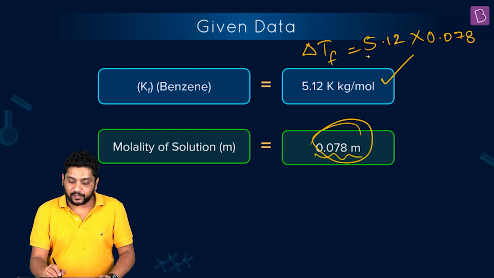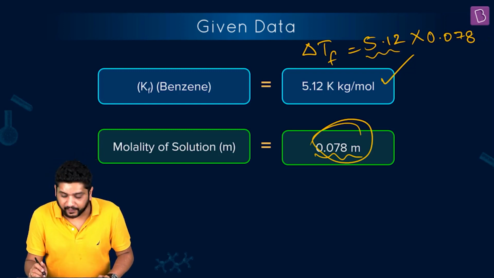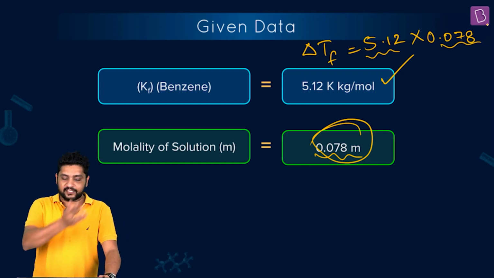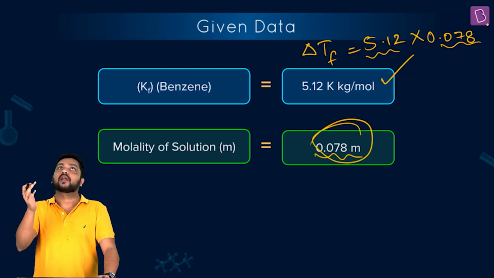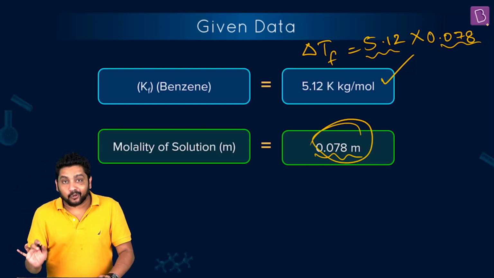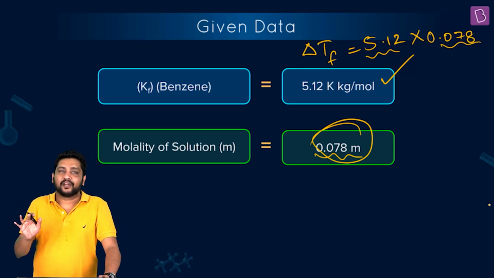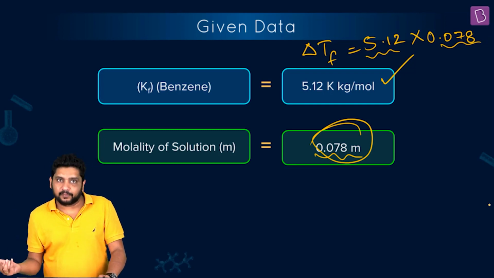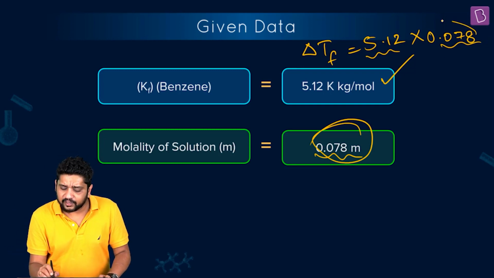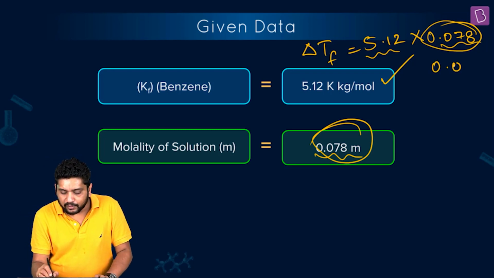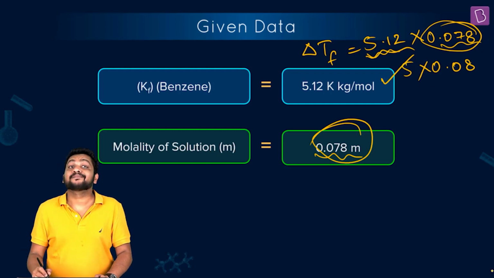Obviously nobody expects you to be an accountant, you are going to be a doctor, so don't sit and multiply 78 into 512 and then you are like, okay, this is not happening. Don't do that. Instead approximate. See, all the answers were decently far away, 0.1, 0.2, 0.3, 0.4, something like this. So obviously approximation is something that we can do. So this 0.078 is almost 0.08, right? And this 5.12 is almost 5, right?